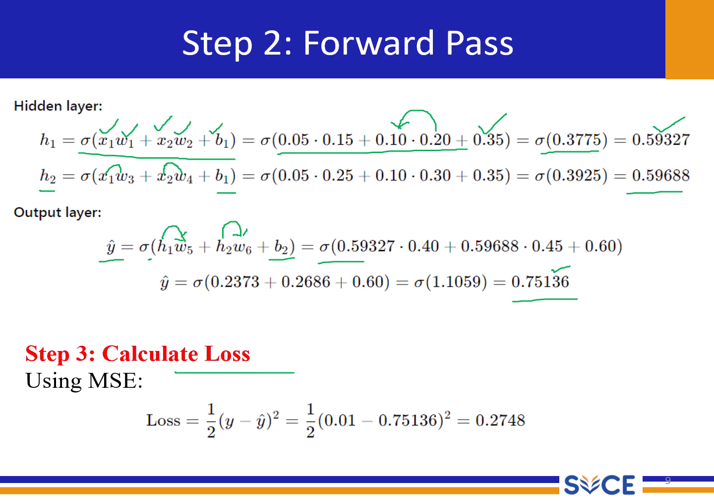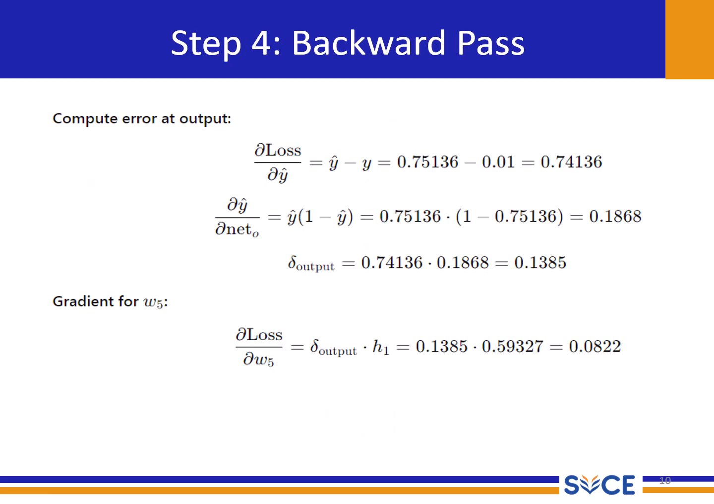For computing the loss, this uses the mean square error, which is the square of the difference between the actual value and the predicted value. The actual value given in the problem is 0.01, which is subtracted by the predicted value from the network, 0.75136, the whole squared. Now we are getting the output as 0.2748. So in the previous slide, we have seen the forward pass and the computation of loss. The next one is the backward pass.